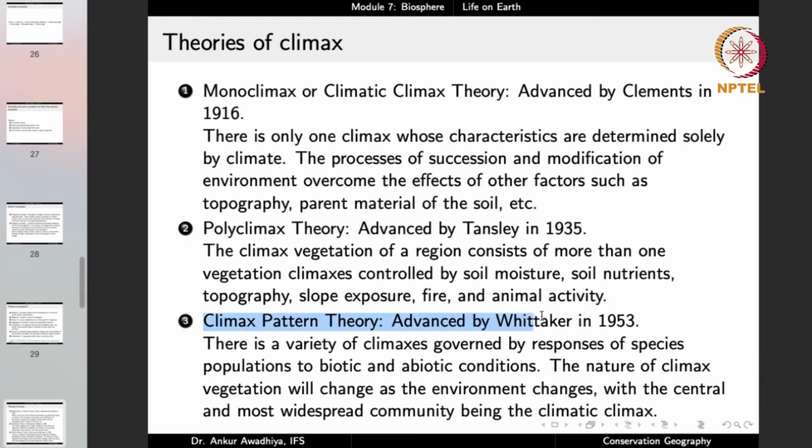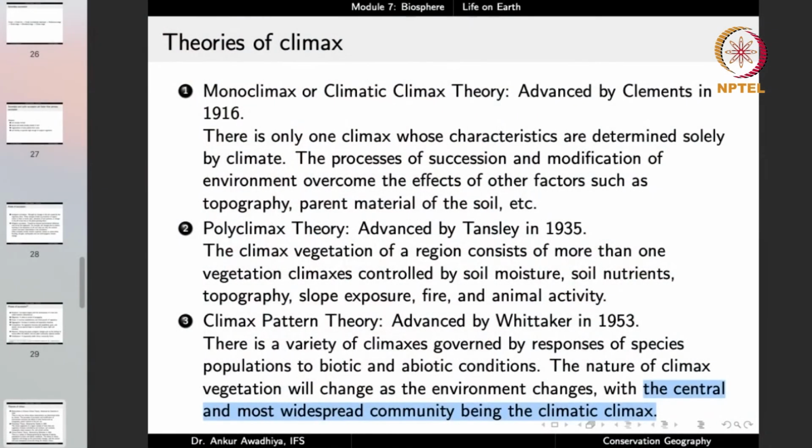The third one is the climax pattern theory, which was advanced by Whittaker in 1953. And it says that while there is a variety of climaxes governed by the responses of species populations to biotic and abiotic conditions, the nature of the climax vegetation changes with the environmental changes, but the central and the most widespread community will be the climatic climax. So Whittaker's theory says that we will have the climatic climax that dominates, but within its umbrella we can have the polyclimaxes.